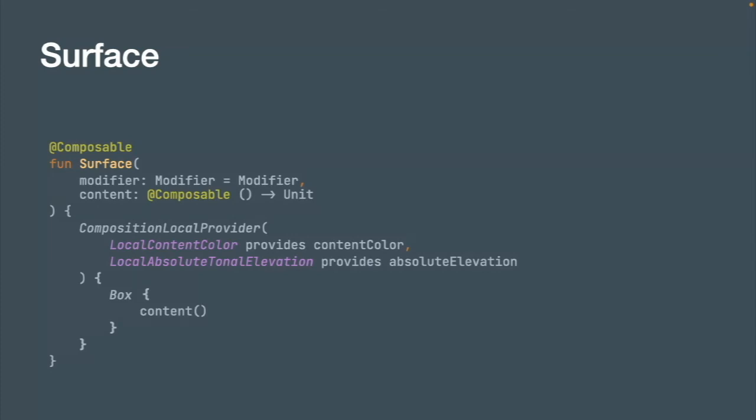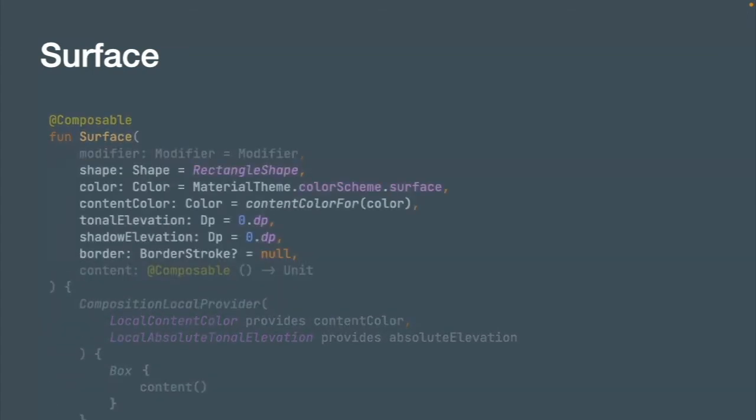Box is something that's provided from the foundation layer that I told you about before. So that's not something from material that you need to know about. What material adds to this very simplistic view of a surface is some default properties here. And this is what makes this simple surface a material surface. We have things like shape and color. These come straight out of material design. Material things have shape, they have colors, and they have elevation. That's the other important one from the design spec there.